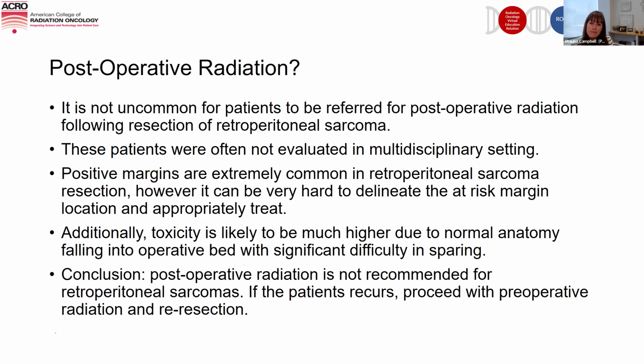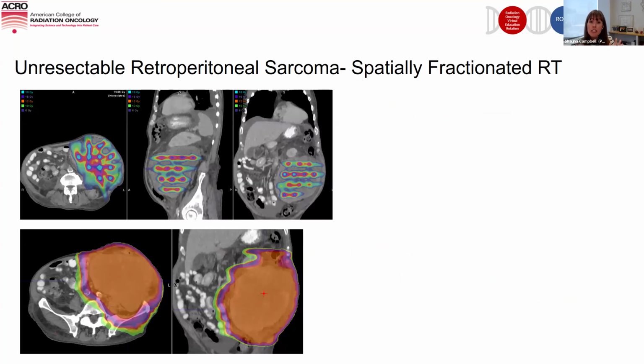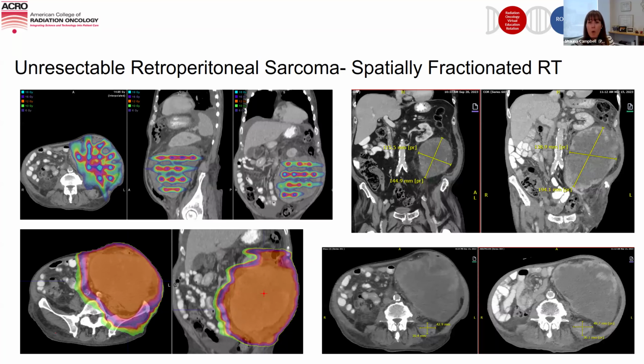Next slide. That might be it. Just to give a quick shout out for some unresectable retroperitoneal sarcomas. We often see older people that are really sick and they might have one or two mets, or they might just have the primary tumor.